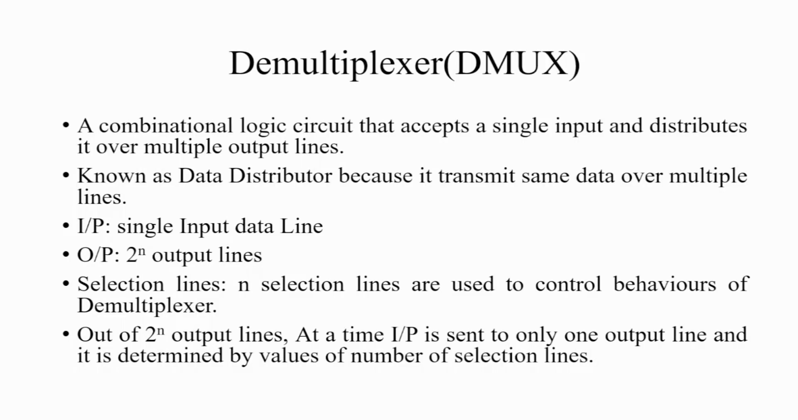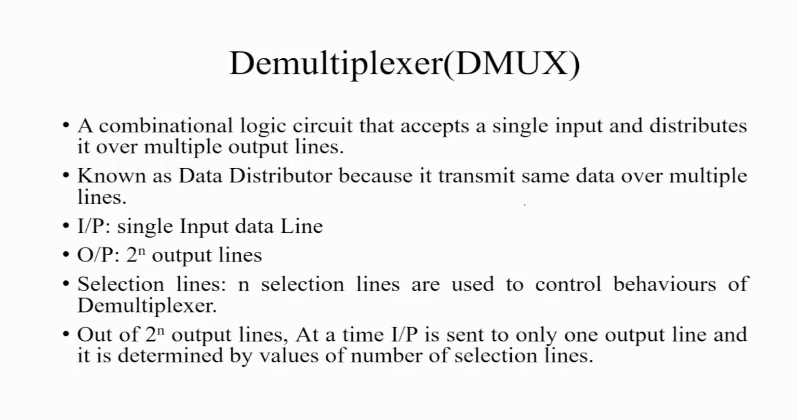Let us discuss what this means. A demultiplexer is generally a combinational circuit that accepts a single input and distributes it over multiple output lines. So a demultiplexer accepts a single input line and distributes it to multiple output lines, but at a particular time the input goes to only one particular output line. Now the question is to which output line the input goes. This is determined by a selection line, which is also called a control line.